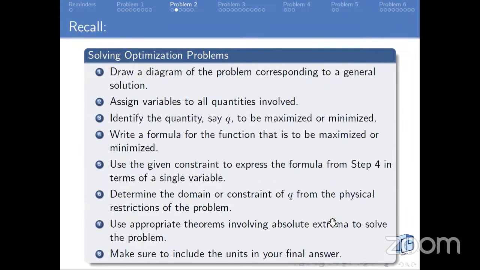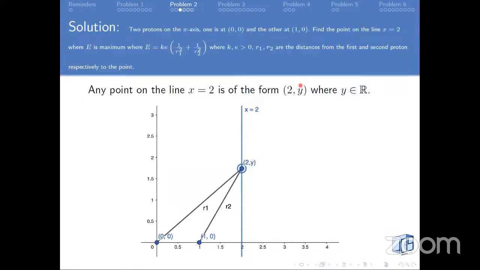Okay, next. So recall that in solving optimization problems, first, draw a diagram of the problem corresponding to a general solution. Assign variables to all quantities involved. Identify the quantity, say some quantity Q, to be maximized or minimized. Then write a formula for the function that is to be maximized or minimized. Use the given constraint to express the formula from step 4 in terms of a single variable. Determine the domain or constraint of quantity Q from the physical restrictions of the problem. Use appropriate theorems involving absolute extrema to solve the problem and make sure to include the units in your final answer. So, ayun. Ito yung solution.